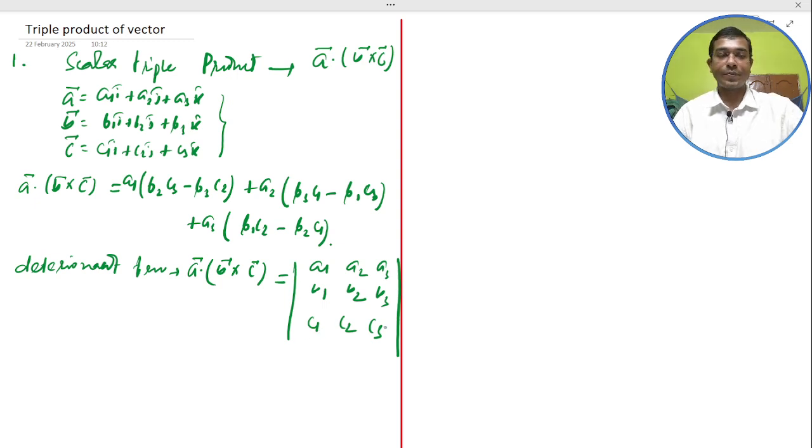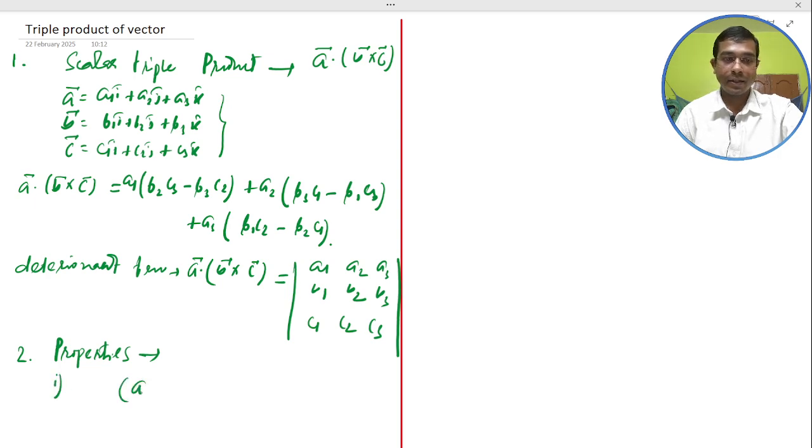Next, properties of the scalar triple product. The first property: the scalar triple product does not depend on the position of the dot or the cross. That means A cross B dot C is equal to A dot B cross C.